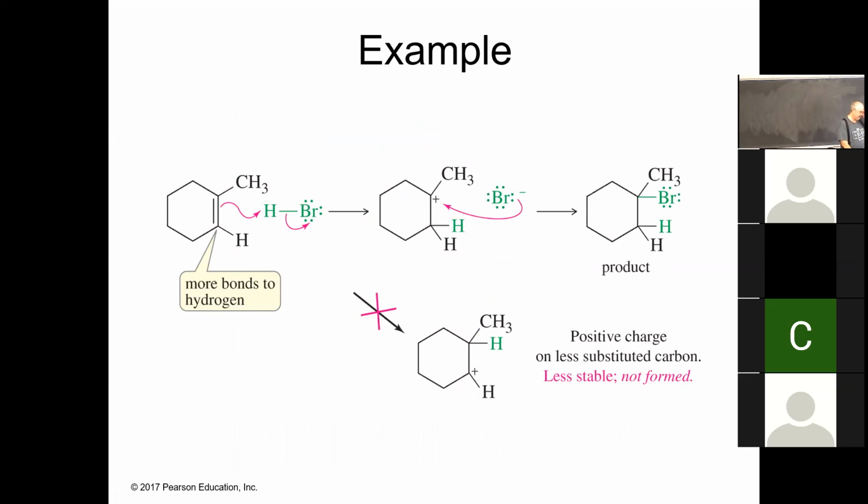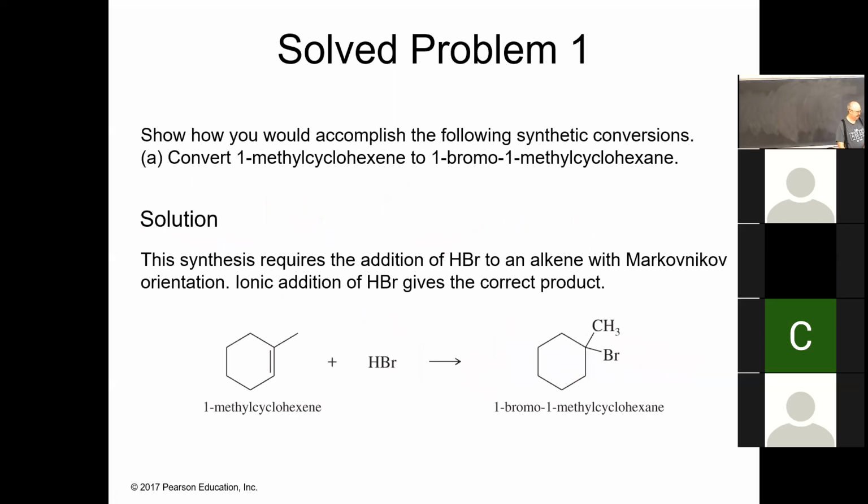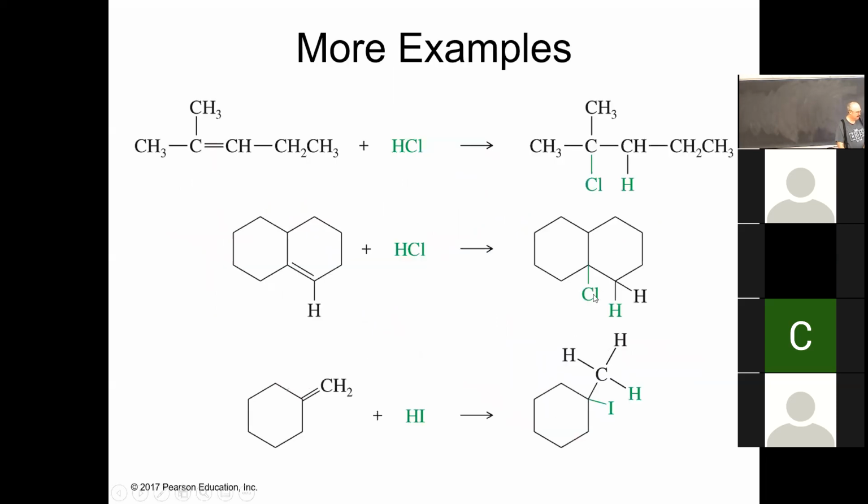Okay, here's another example of Markovnikov's rule. This is 1-methyl cyclohexene. Hydrogen would go to carbon number 2, the side that's richer already. And then bromide attacks, and our product is 1-bromo-1-methyl cyclohexane, and not the other isomer. And that's what this is showing.